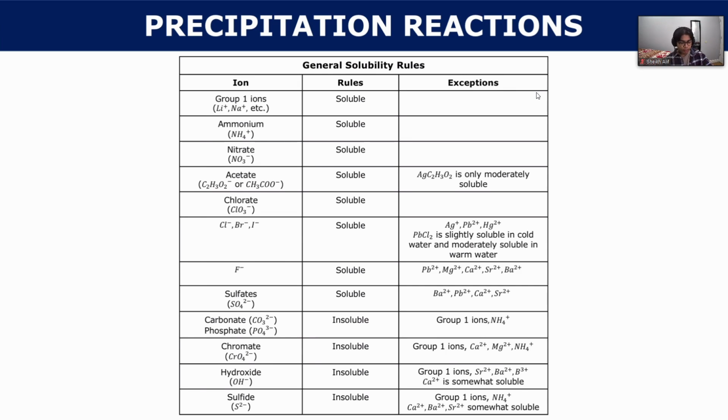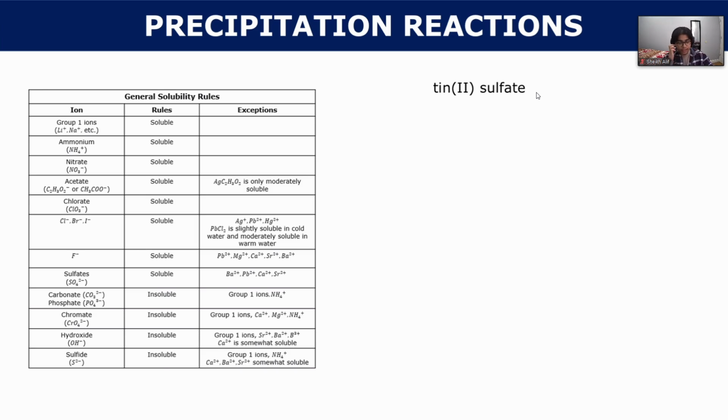And so let's look at what that looks like. If we look at something like tin sulfate, you can see from this section here that all sulfates are soluble unless they are with barium, lead, calcium, or strontium. And tin is not one of those exceptions, and therefore it must be soluble. And we see that's true. Let's take a look at the next one, strontium chlorate. Chlorate here is always soluble, and there are no exceptions. That means obviously strontium chlorate must be soluble.